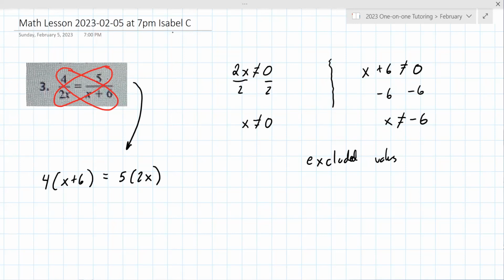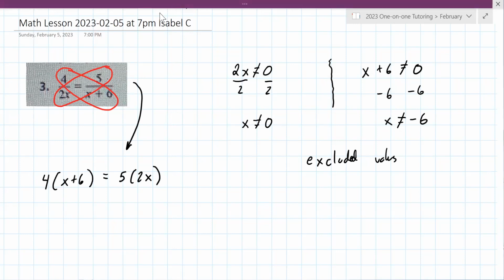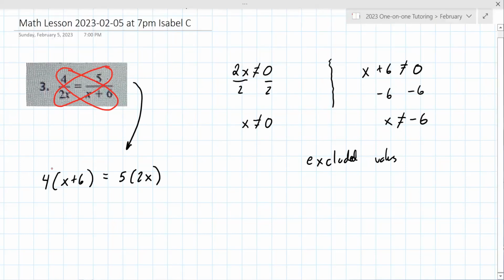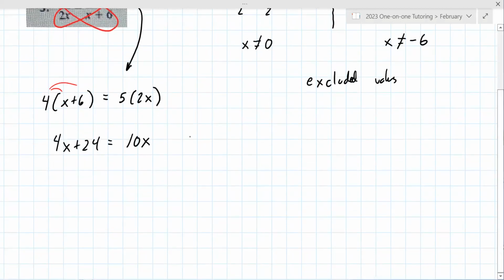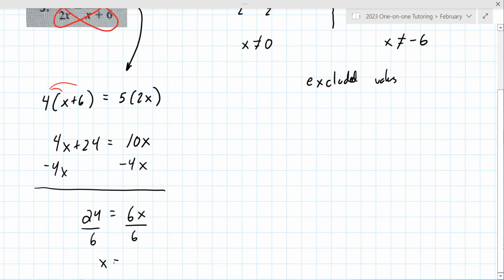Okay, so now you solve this the way you solve something much earlier in the course. You're going to distribute that 4 to both terms. So it ends up being 4x plus 24 equals 10x. From here, you move the 4x from the smaller to the larger. That's 24 equals 6x. And then you divide both sides by 6, so x equals 4.